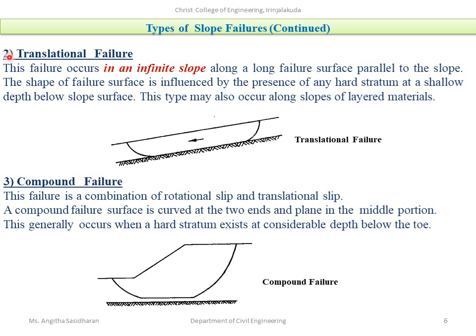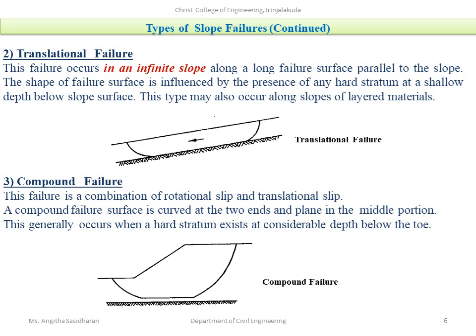Now coming to the second type of failure, which is translational failure. So this occurs in an infinite slope along a long failure surface, and that failure surface will be parallel to the slope. So this is the slope here, and this is the failure surface, and it will be very long, and this failure surface will be parallel to the slope. And the shape of the failure surface will be influenced by the presence of any hard stratum at a shallow depth. So this is a shallow depth, and suppose this is a hard stratum here, so the failure surface will be reaching the hard stratum like this. So the shape of the failure surface is determined by the presence of a hard stratum here.